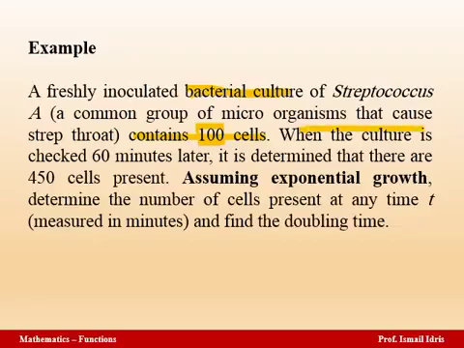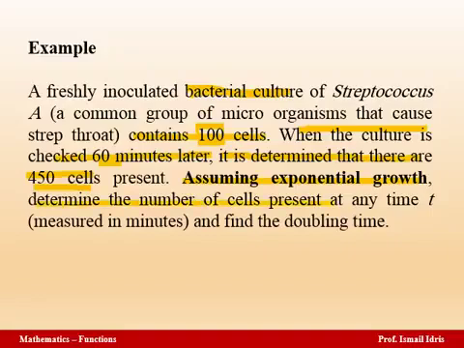When the culture is checked 60 minutes later, that means at time t equals 60, it is determined that there are 450 cells. So this is the number of cells present when the time t equals 60. Assuming exponential growth, that means you have the formula y equals y naught e to the power kt. Or you can use the formula for a number like B of t equals B of 0 e to the power kt.